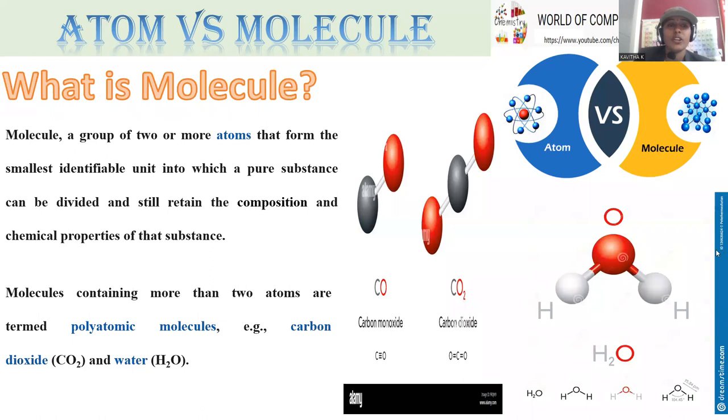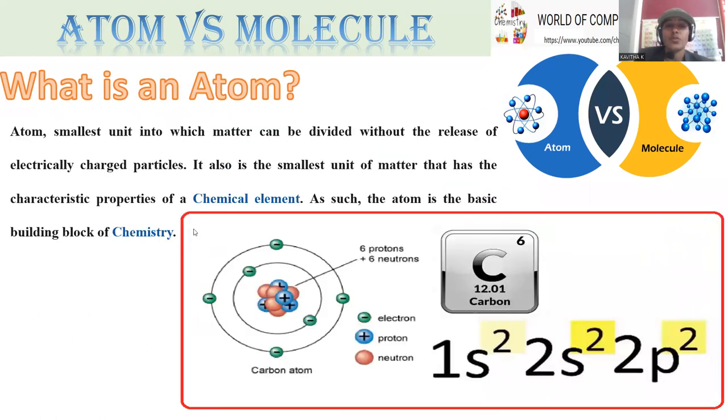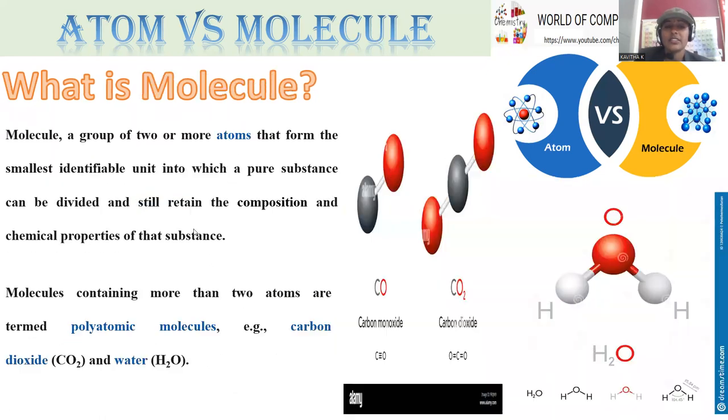Now let us see what is a molecule. Till now we discussed what an atom is and what the characteristics of an atom are. Now we are going to discuss what a molecule is. A molecule is nothing but a combination of atoms. When two or more atoms of the same or different kinds get combined, then the formation of a molecule is possible. A molecule can be simple or complex. So either kind is possible.